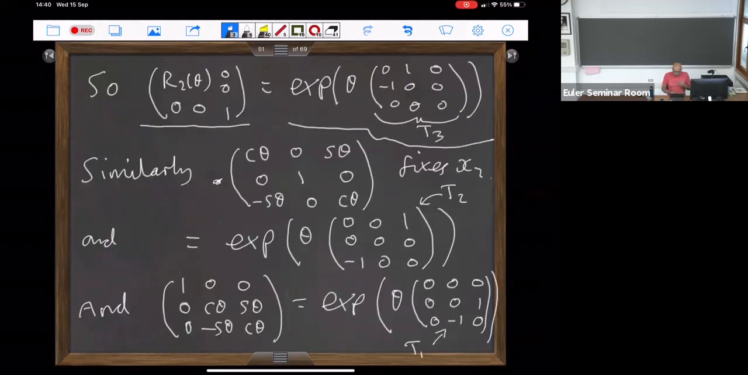Okay, so next we're going to see that there's an algebra structure on this set of matrices, on the T's. And that structure is what's called the Lie algebra of SO3. But we'll take a 10-minute break first, okay?